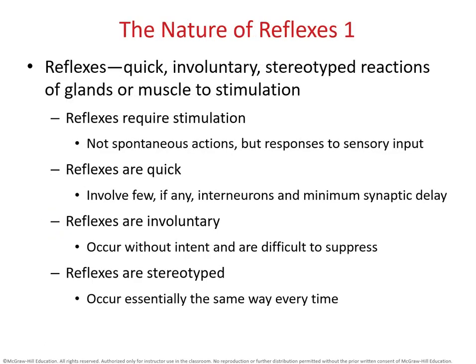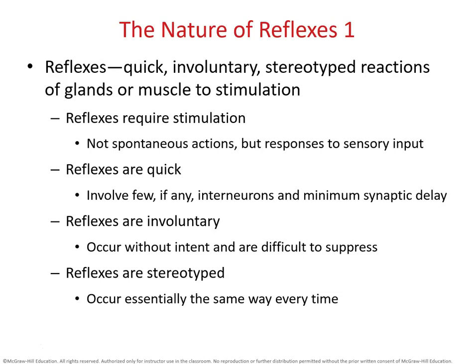So, for a good solid definition, a reflex is a fast, involuntary, stereotyped reaction. It can happen to a gland or a muscle after it's been stimulated. Okay, so if there's no stimulation, we will not have spontaneous action. We're using very few interneurons here, so very little synaptic delay, so the reflexes are quick. These are going to happen without our intent, and they're going to be really difficult to prevent from happening. And they happen the same way almost every time.